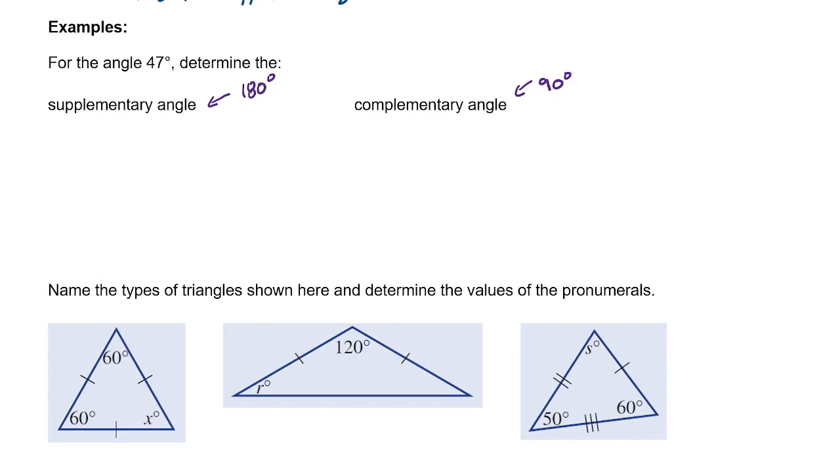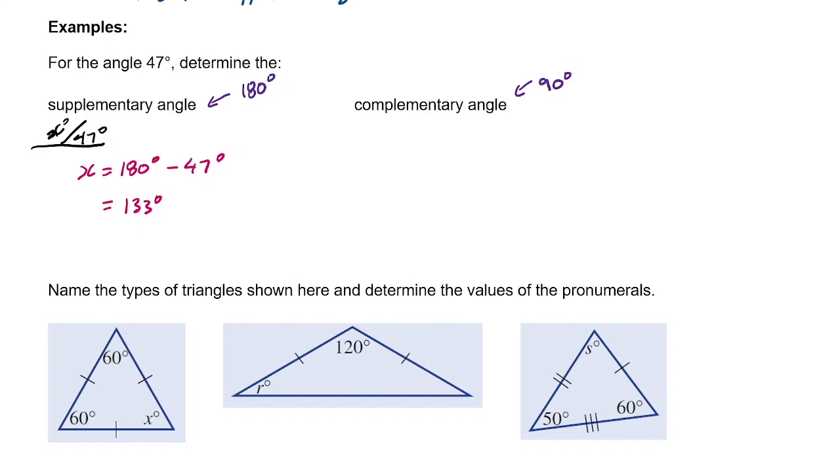So if I was to draw supplementary angles where one was 47 and one was x, well, then x would equal 180 minus 47. And it's a straightforward subtraction there. And that equals 133 degrees. So that's the supplementary angle.